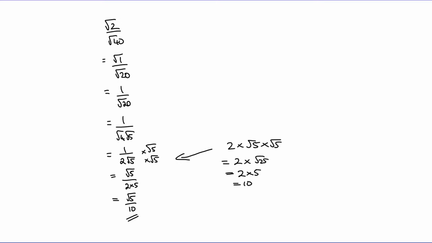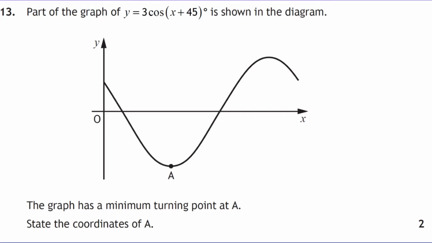Okay, 13. We've got a little phase angle here. Part of the graph of y equals 3 cos (x plus 45) is shown in the diagram. State the value of a. So we've got 2 coordinates we want to find. Let's see. This is the cos graph. The cos graph has been shifted along 45 degrees to the left, so it's gone in this direction, 45 degrees. So the cos graph should start here.